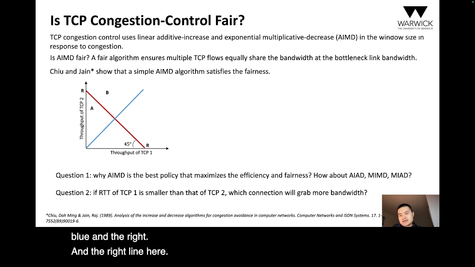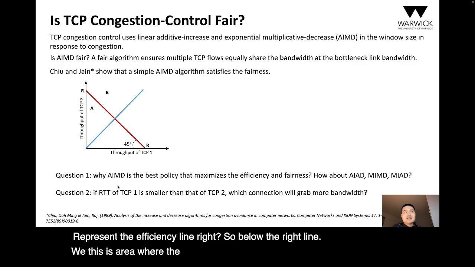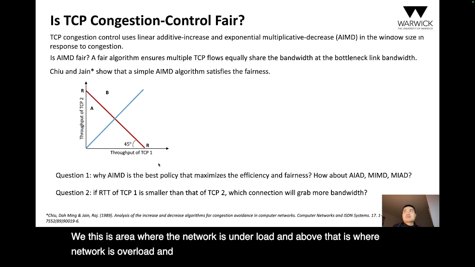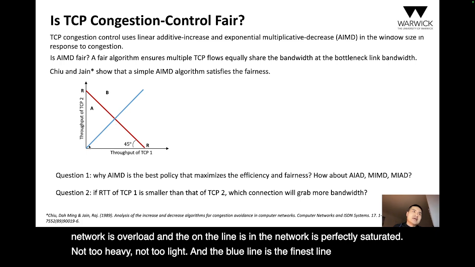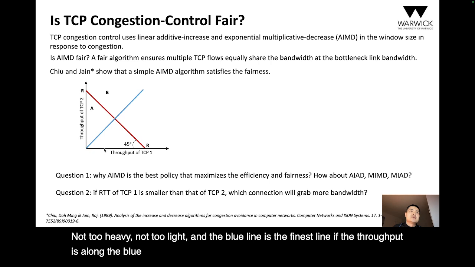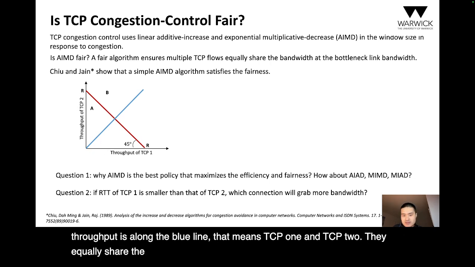represents the efficiency line. Below the red line is the area where the network is underloaded, and above it is where the network is overloaded, and on the line means the network is perfectly saturated, not too heavy, not too light. And the blue line is the fairness line. If the throughput is along the blue line, that means TCP1 and TCP2 equally share the network bandwidth, right?